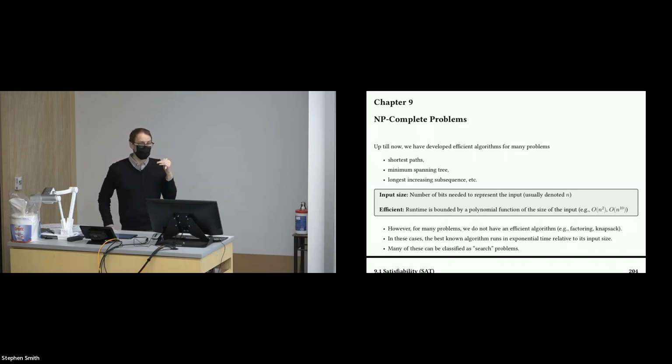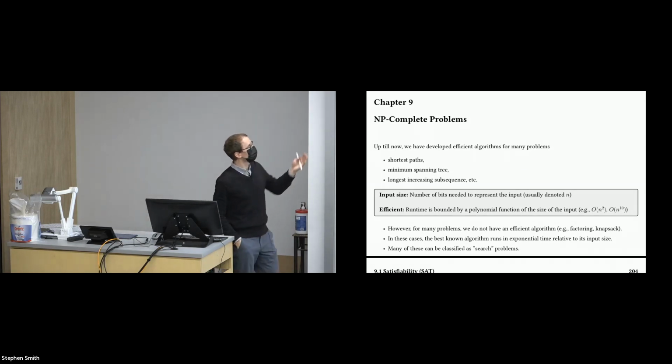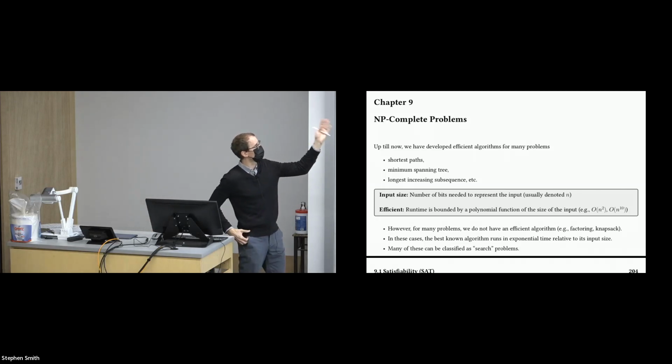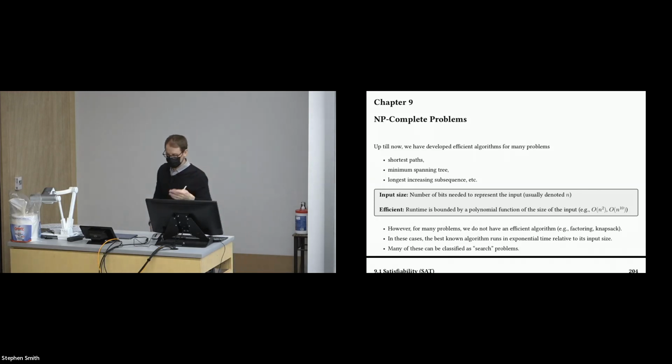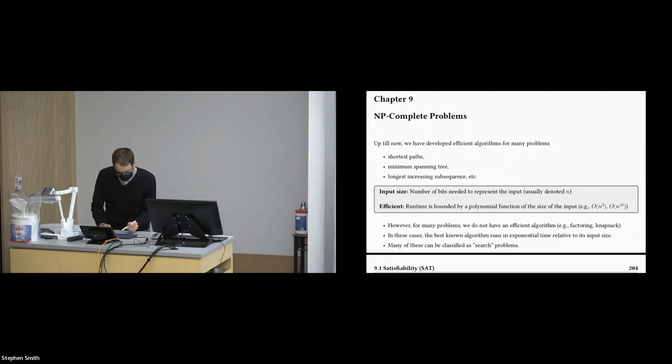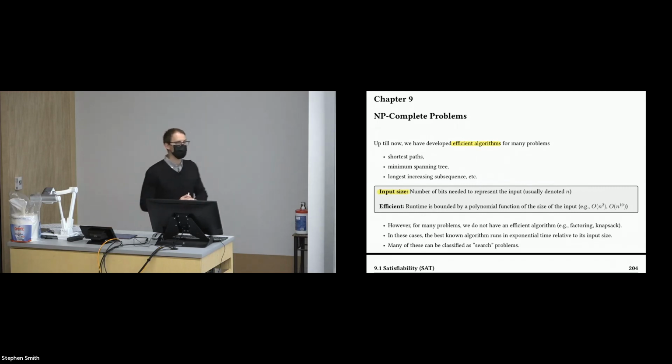We've talked about designing efficient algorithms, right? And we've designed efficient algorithms for shortest paths, minimum spanning tree. In dynamic programming, we did longest increasing subsequence. And so this word efficient, what do we mean by it more precisely? What's an efficient algorithm? When we talk about complexity theory, it takes on a very coarse meaning. So first of all, if we have a problem, its input size is the number of bits that we need to represent that input.